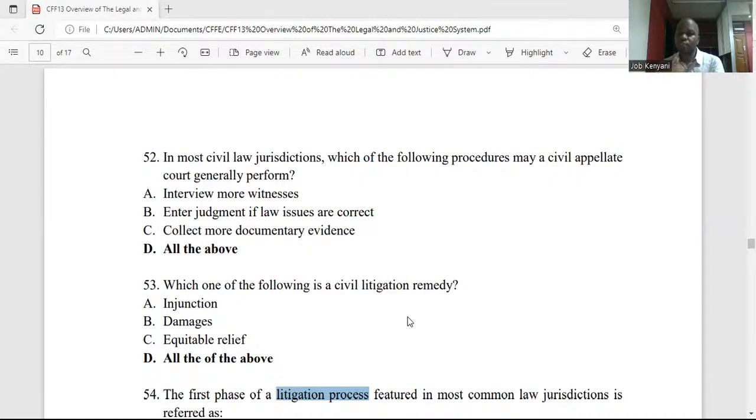But if it is involving matters to do with crime, criminal cases, then the reliefs or remedies that will likely be given will involve what we call punishment. So maybe death sentence, life imprisonment, community service. So those are the kind of things that will be declared by the courts. But if it is a civil matter, they won't go for such kind of remedies.